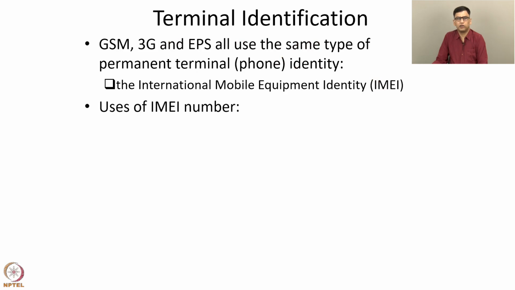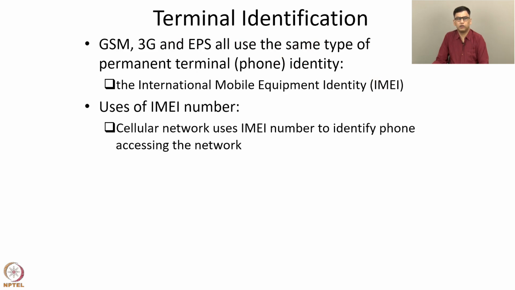So IMEI has several uses. The cellular network uses the IMEI number to identify the phone that is accessing the network. The cellular network can identify the SIM card or the subscriber using the IMSI number. But for identifying the phone, the IMEI number is used.